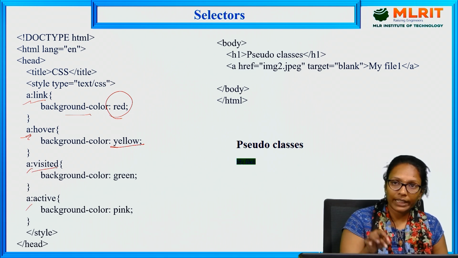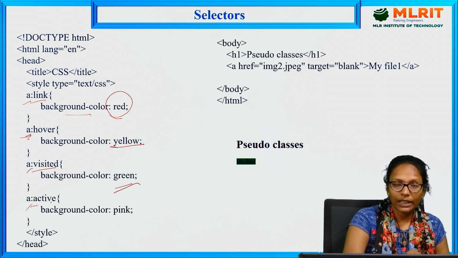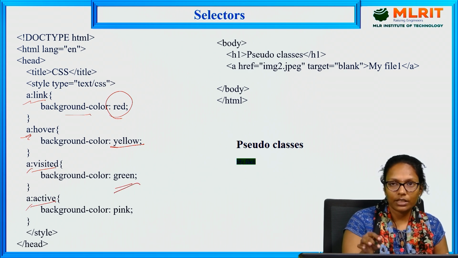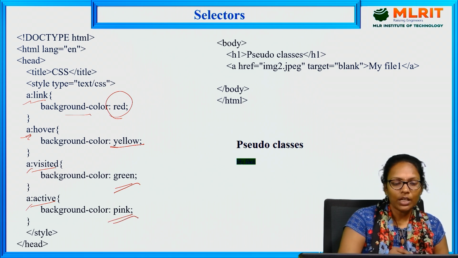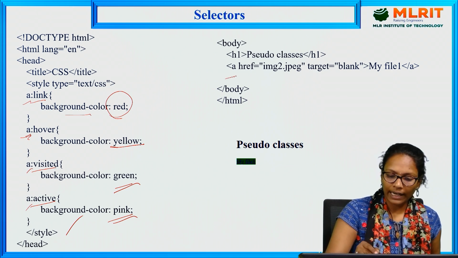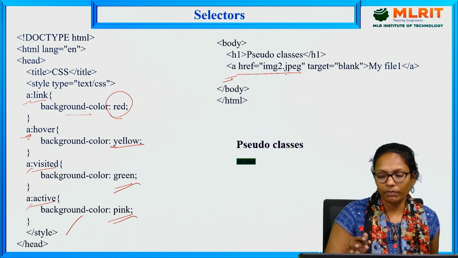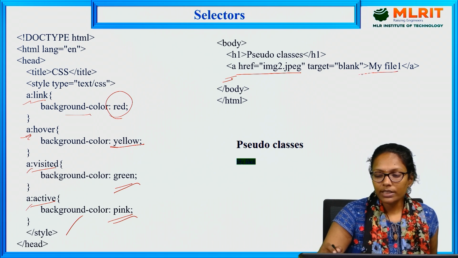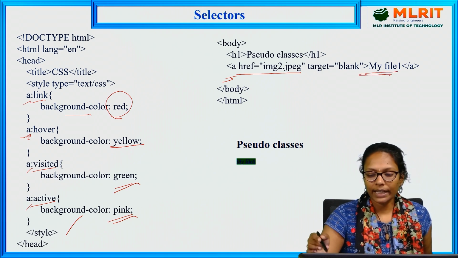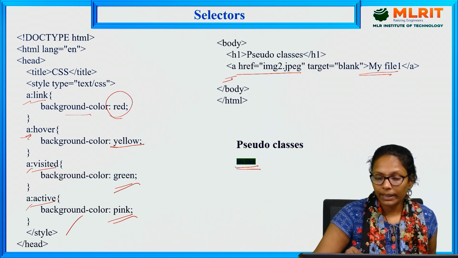Visited. So you have clicked on it. You visited that page, automatically it will be turned to green. Active: if it is active, if it is working, currently it is active, you're not in another page, then it will be turned to pink. So that's all, you're closing the style tag. Now here I'm just creating an anchor tag, href is equal to image2.jpg. Whenever you click on this hyperlink, automatically it will be redirected to some web page, right? And the link name is my file. So all the styles will appear here only. So with my file, a hyperlink will be created.